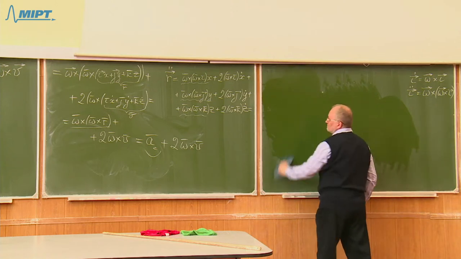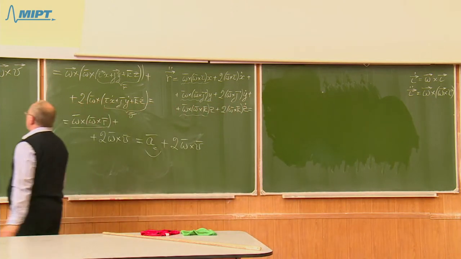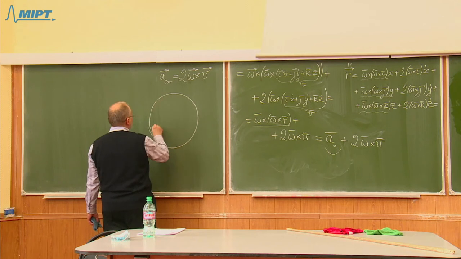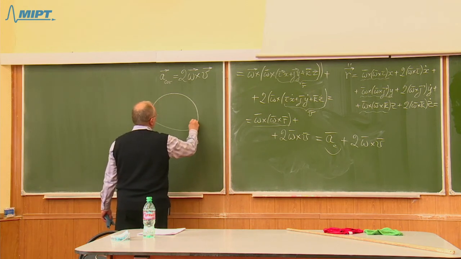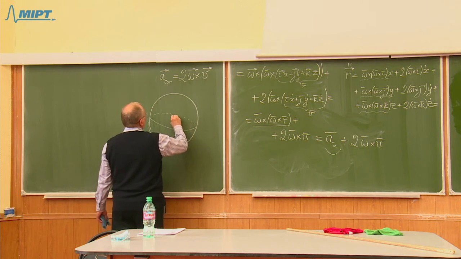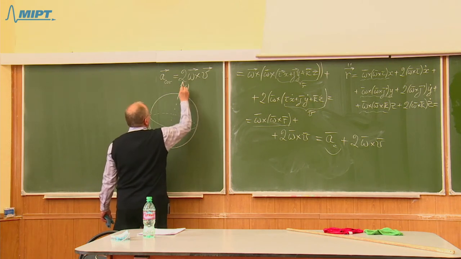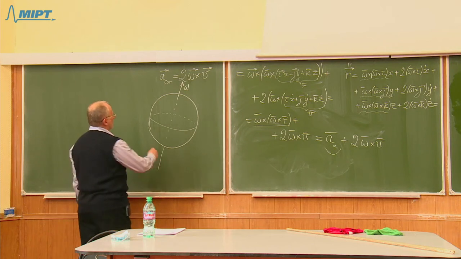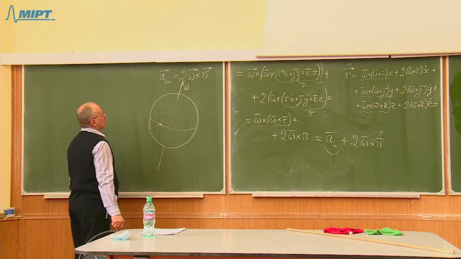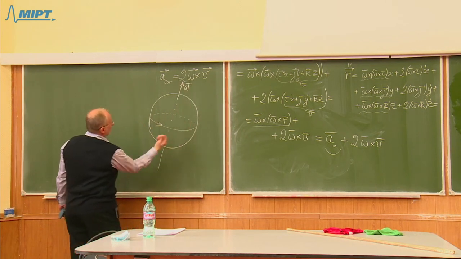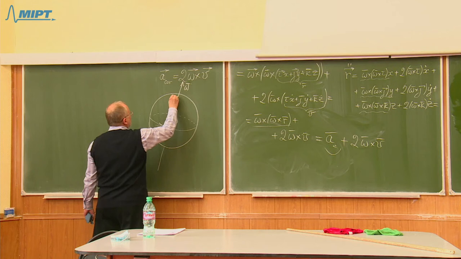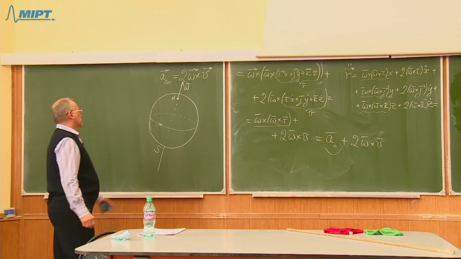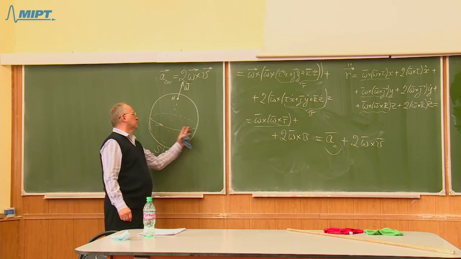Let's consider what happens. I will make a picture of our planet. That's it. And that will be the equator. And that will be the axis of rotation. So if the planet rotates in this direction, according to vector omega, then this will be a north pole. And that will be a south pole of the planet, because the planet surface moves towards the east.